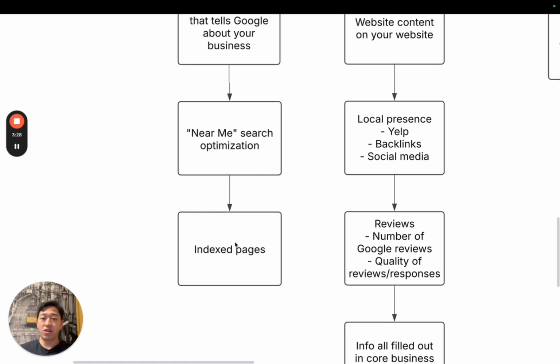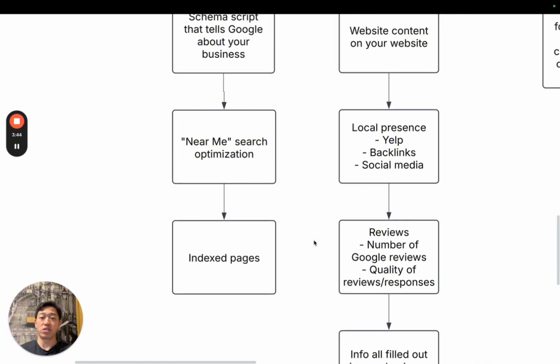The last thing with on-page SEO is actually having your pages indexed. Google might take a couple of months to index your pages, but if you have the tech background, you could actually just tell Google to rank your pages. You can make an API call to Google and Google will automatically rank all those pages.